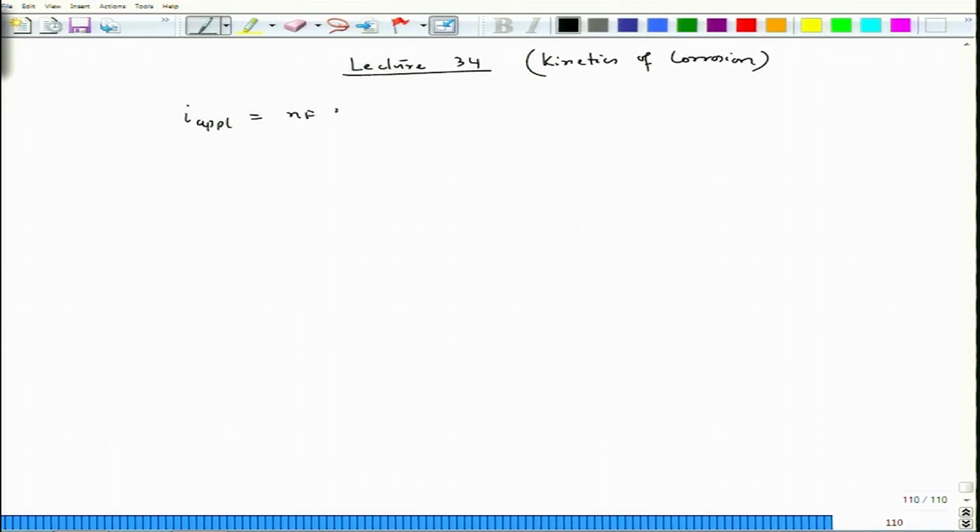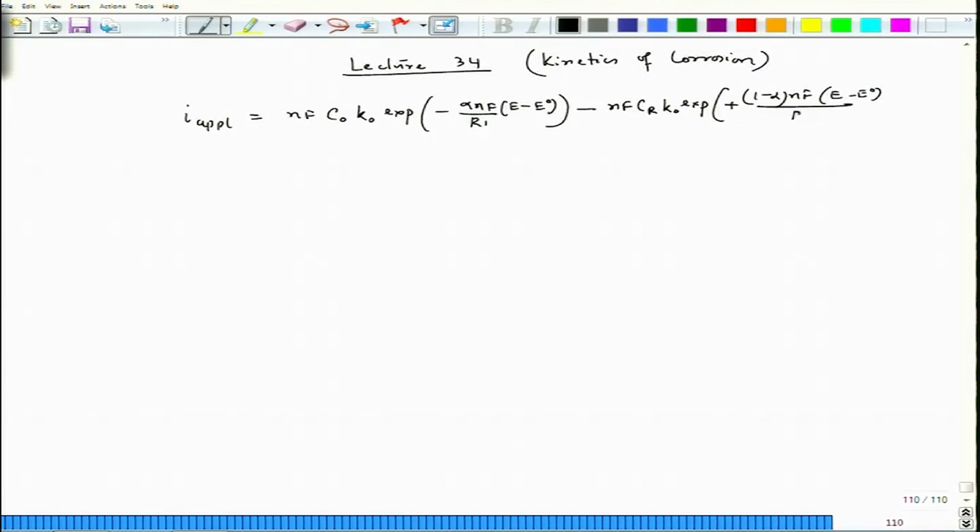Butler-Volmer equation, which is nF C_O k_0 exponential minus alpha nF (E minus E0) by RT, minus nF C_R k_0 exponential (1 minus alpha) nF (E minus E0) by RT. This is Butler-Volmer equation.